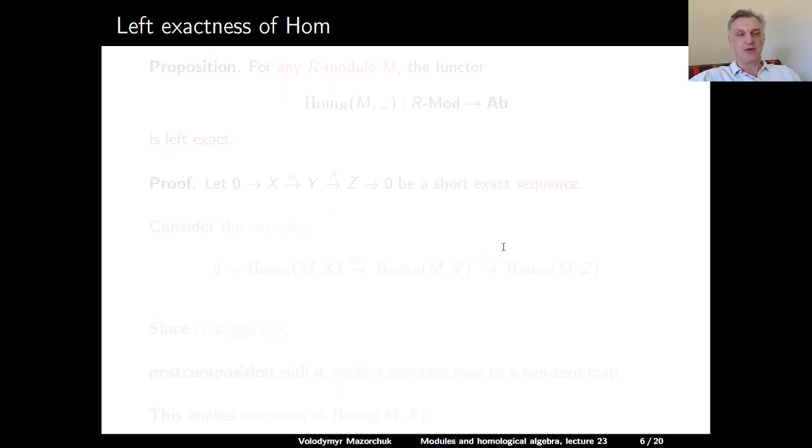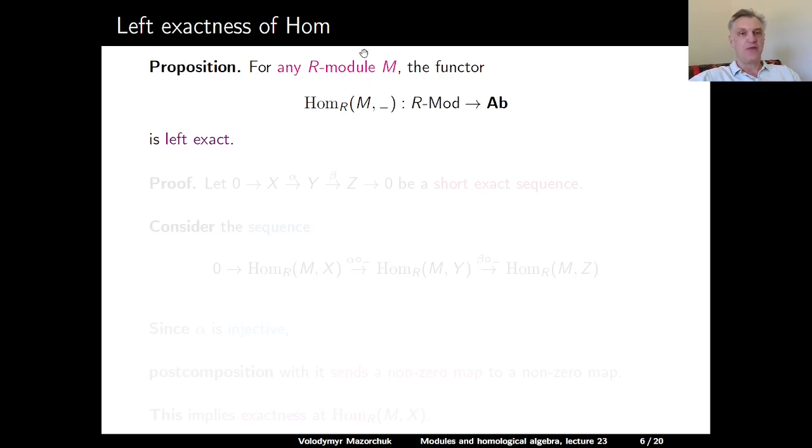Here is the first non-trivial example of a left exact functor. Proposition: for any R module M, the functor of taking R homomorphisms from M to blank, this is a functor from R-mod to the category of abelian groups. Abelian groups are the same things as Z modules. So this functor is left exact. Indeed, consider a short exact sequence of R modules as in the definition. So 0 goes to X, then by alpha to Y, by beta to Z, and then to 0.